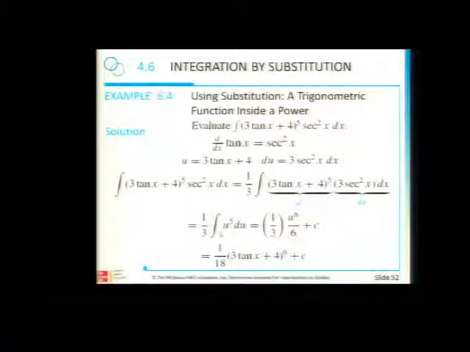1/3 times the integral of u to the power 5 with respect to u. Using the simple power rule, it becomes u to the power 6 over 6. And finally, u is 3 tan x plus 4. Put it back, so this becomes (3 tan x plus 4) to the power 6 over 6. Okay, that's the answer.